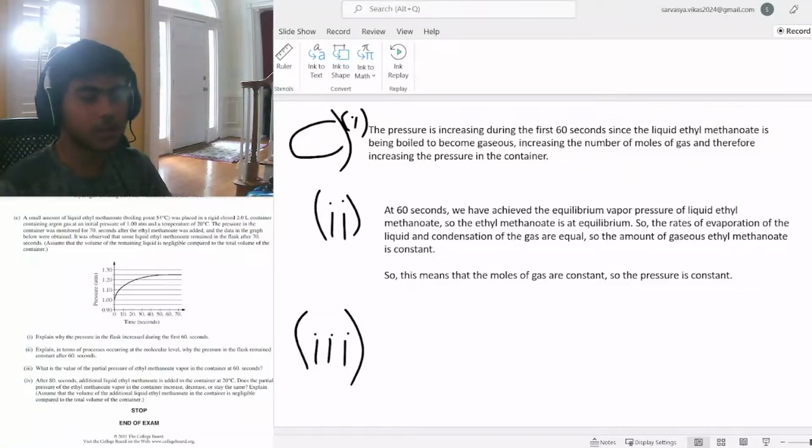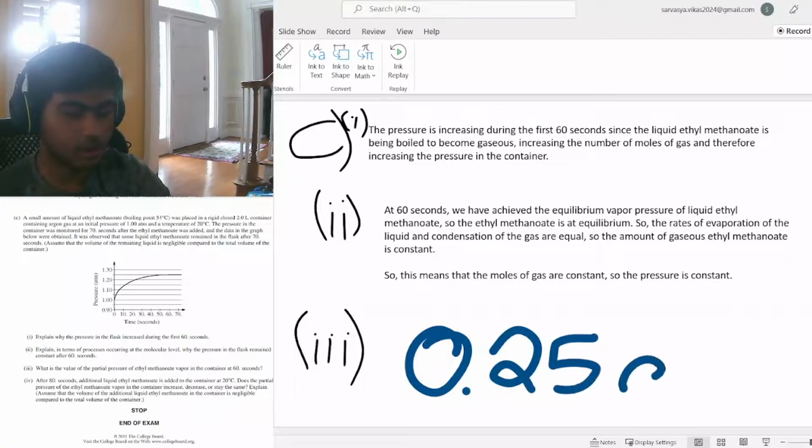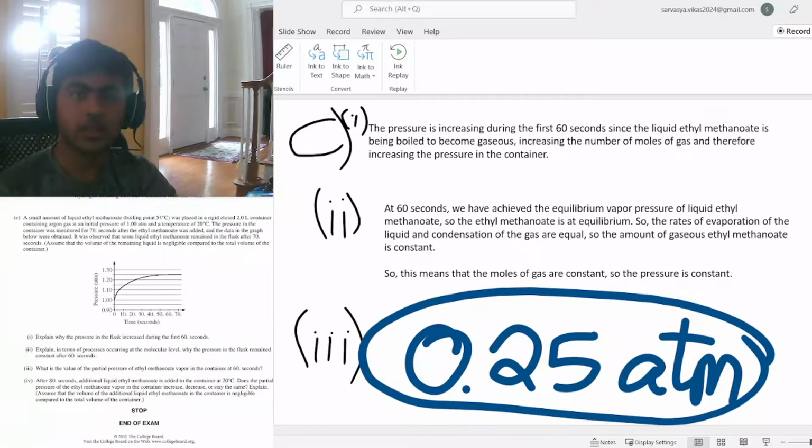Since we started with just the argon gas at 1 atm, and now we've increased to 1.25 atm, that's just the increase in the ethyl methanoate vapor. So we added 0.25 atmospheres. So the partial pressure of the ethyl methanoate vapor is going to be 0.25 atmospheres. And we can move on to the next part.